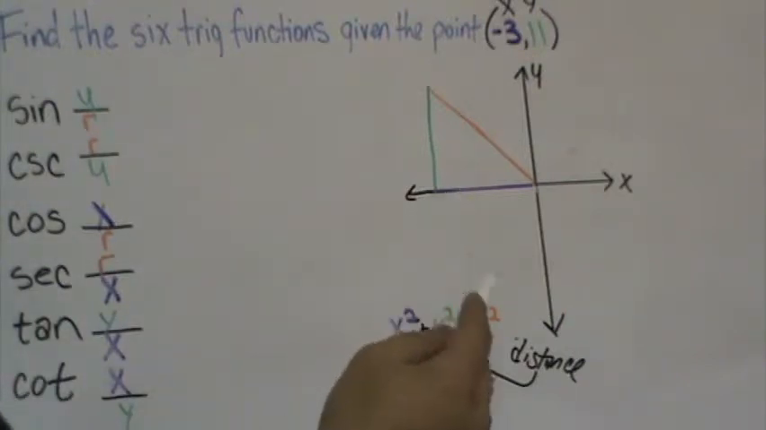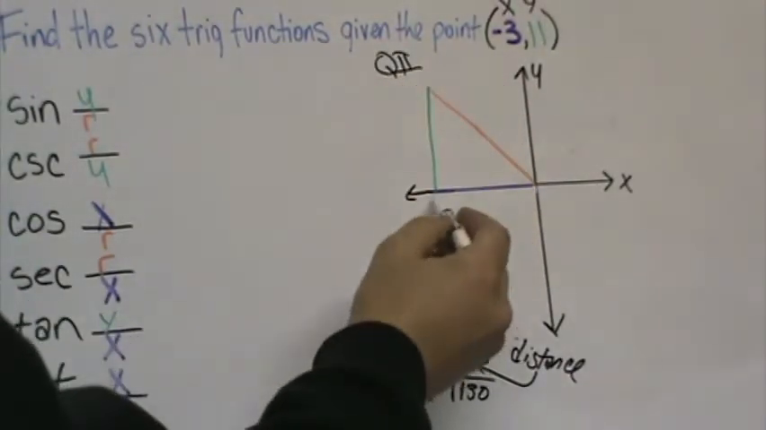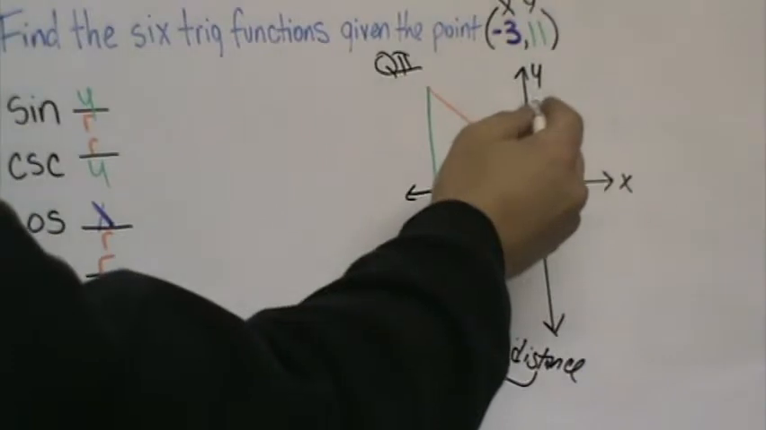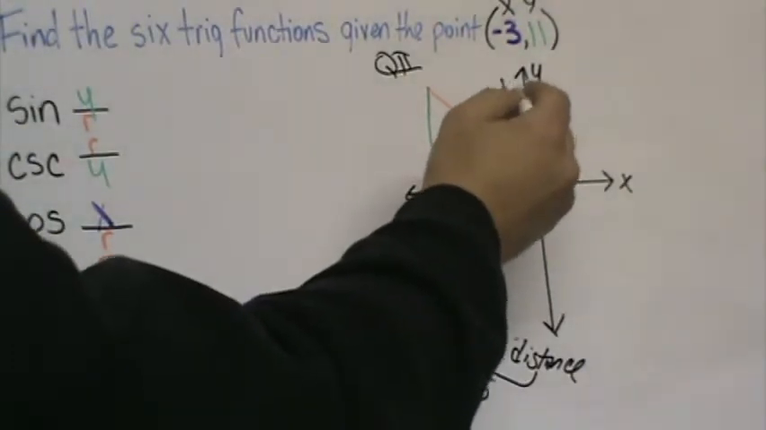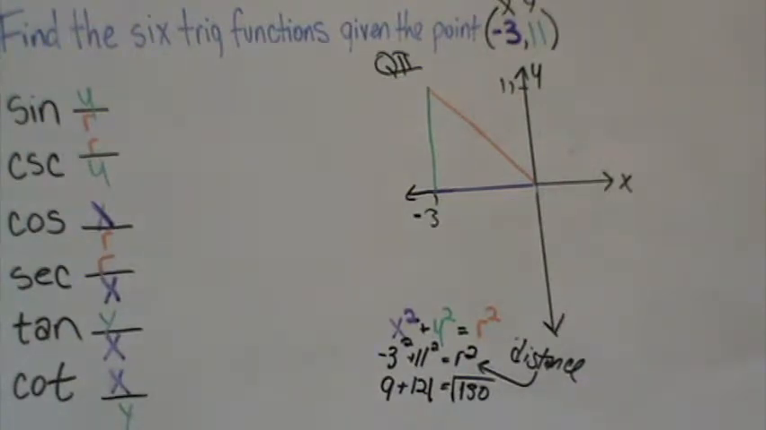Now (-3, 11), what quadrant would that be in? 2. So you have -3, and I know it doesn't look like it, but let's say this is 11. So this is quadrant 2. So your answers should match up.